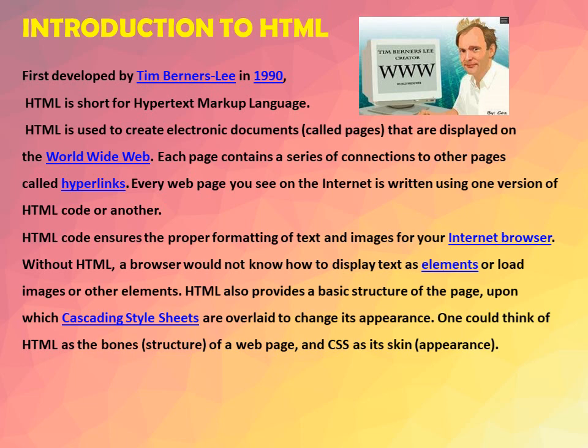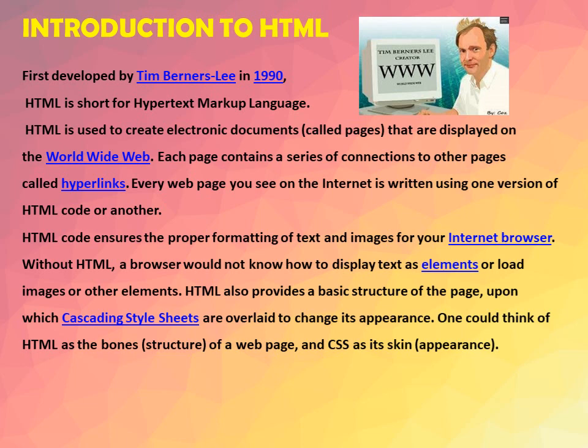Each page contains a series of connections to other pages called hyperlinks. Okay, means what? We can move from one page to another page, and it is possible because of the concept of hyperlinks. Every web page you see on the internet is written using one version of HTML code or another. Means what? There are a number of versions of HTML up to HTML5. So from any one of these versions, that web page is designed.